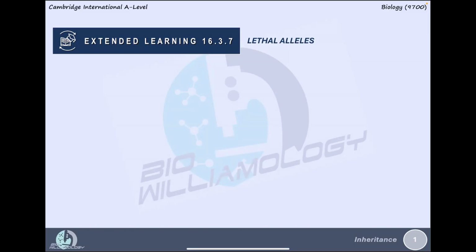In this lesson, we will explore lethal alleles. Let's get started. Please do take note that lethal allele is not in the Cambridge A-Level Biology syllabus or A2 syllabus. I don't want to expose you guys to the lethal allele, but it's good to have the idea that lethal allele occurs, which is another example that deviates from the Mendelian crossing or monohybrid cross. Okay, so let us look at lethal allele now.